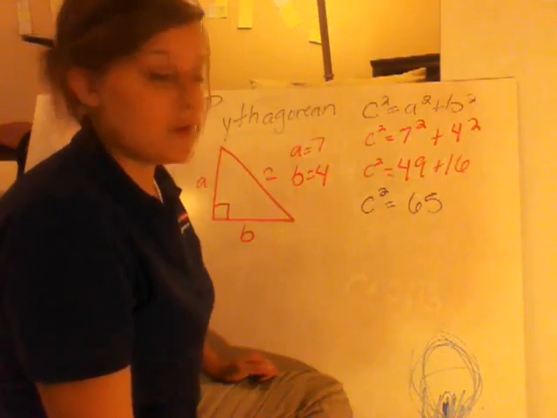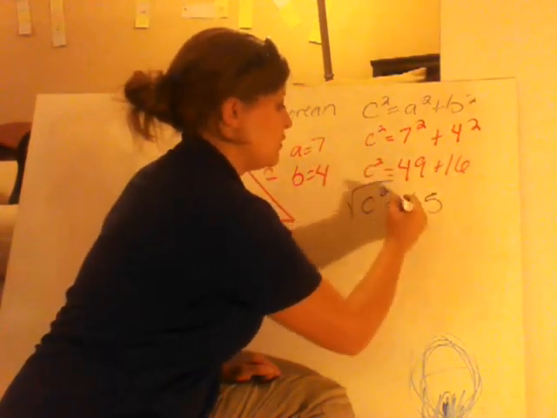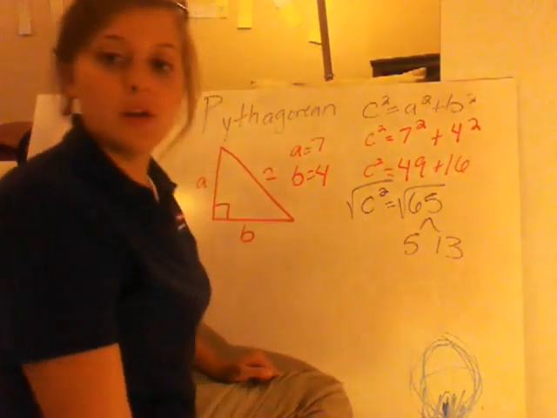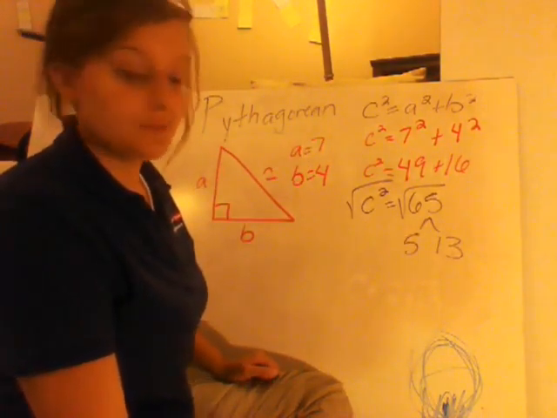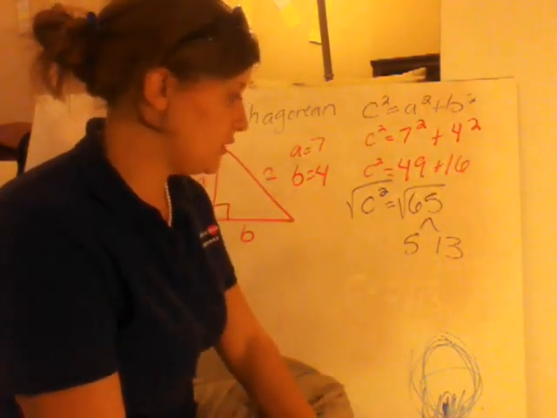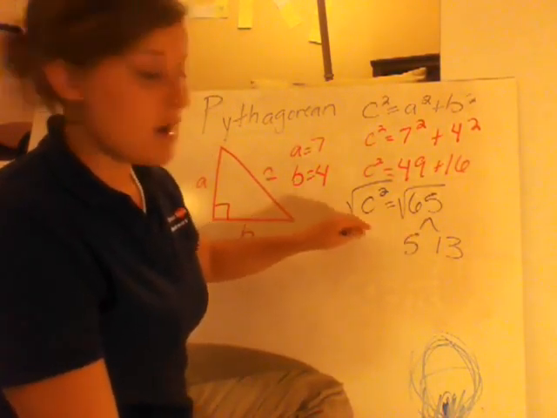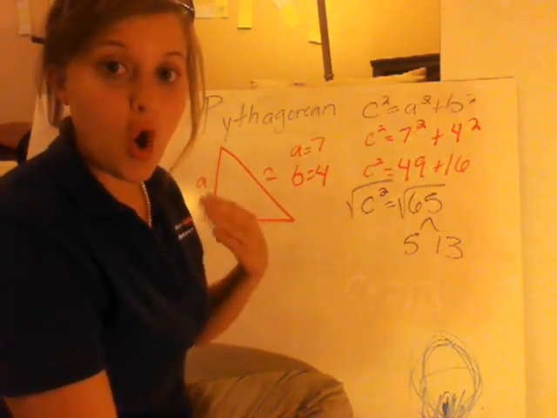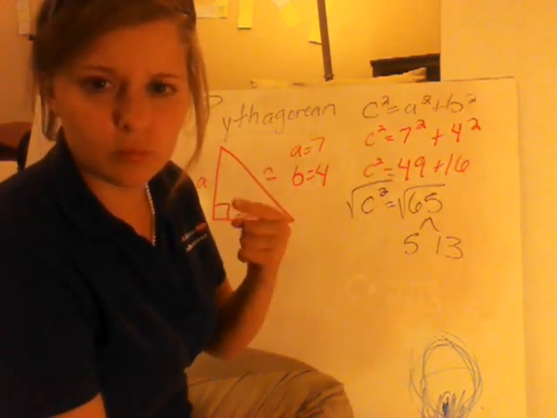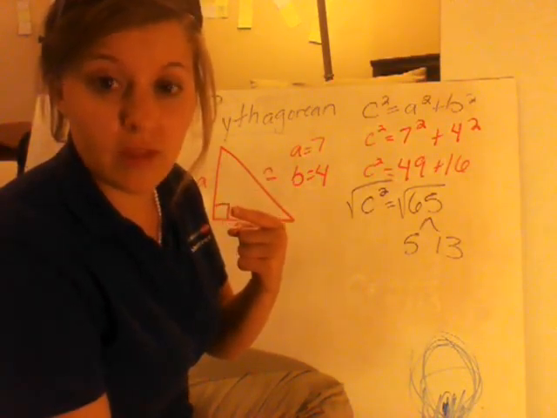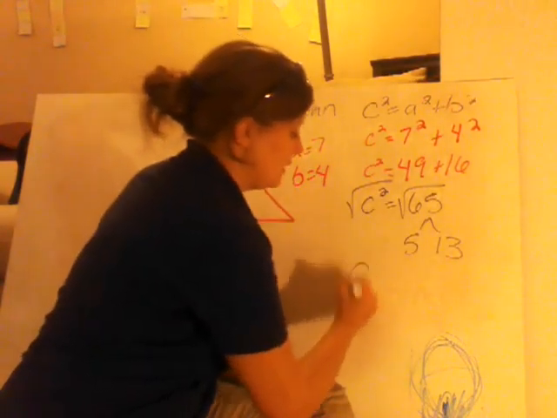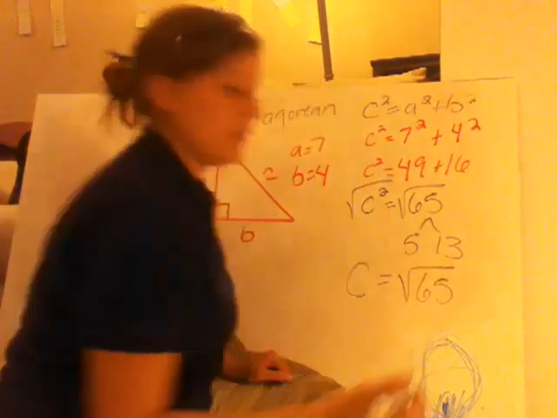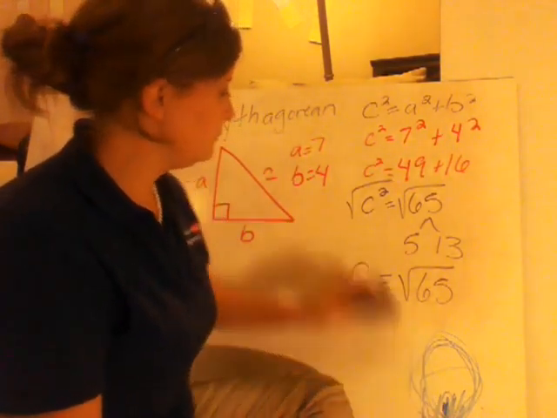I can't break 65 down because if I take the square root of this, it is 5 times 13. Nobody's getting out. So my final answer is not this. This should never have a square root sign over it at all, never at the end of this answer. So I'm going to have my 1 C is equal to the square root of 65, because nobody got out. And that's it.